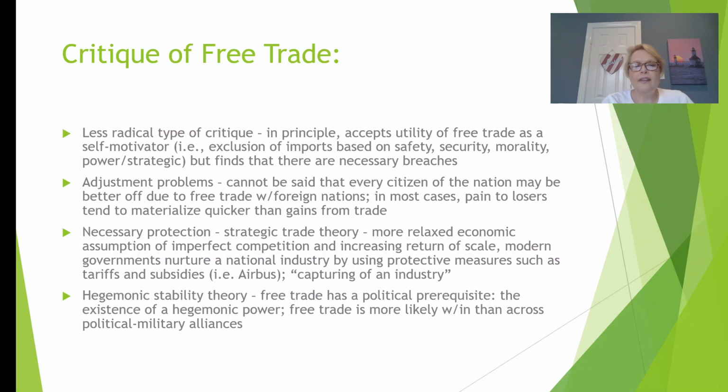And then the hegemonic stability theory, which says the political prerequisite, something that has to be in place politically before that, is that we have to have a hegemonic power, and free trade is more likely within than across political and military alliances. So if we have agreements with NATO countries, countries that we do business with, like people in Europe, the UK, we are more likely to trade with them than we are with somebody like, for example, Iran, because we do not have a political alliance with them.